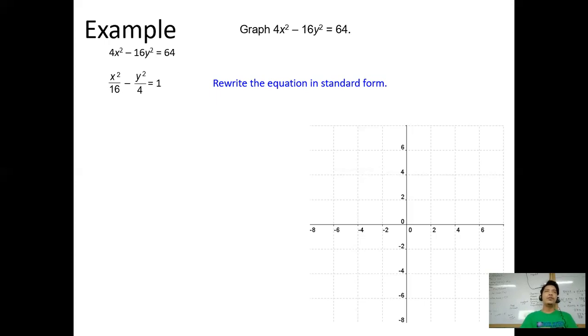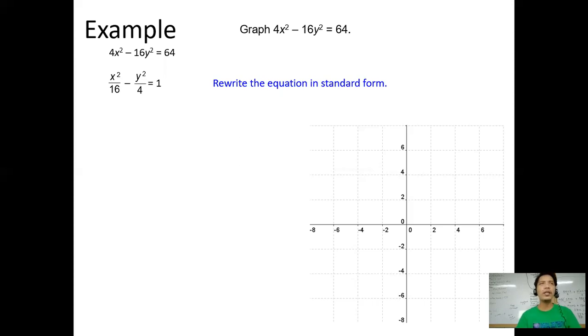So ngayon, ano ba yung a squared natin dito? Ang a squared natin dito is yung 16. So para makuha natin yung value ng a, square root lang natin yung 16. So ang square root ng 16 is 4. Samantala sa b naman, b squared is equals to 4. So para makuha natin yung value ng b, square root natin parehas. So b is equals to 2.